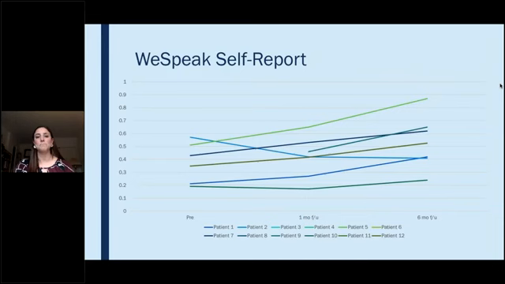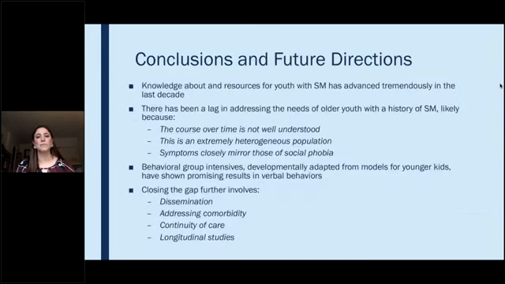In terms of conclusions and future directions, we know that knowledge about and resources for youth with SM has really advanced tremendously in the last decade, but there's been a lag in addressing the needs of older youth with a history of SM because the course of SM is not well understood. This is a very heterogeneous population with a variety of comorbidities, and the symptoms closely mirror those of social phobia, and so it's not entirely clear at this point how to tease those apart.